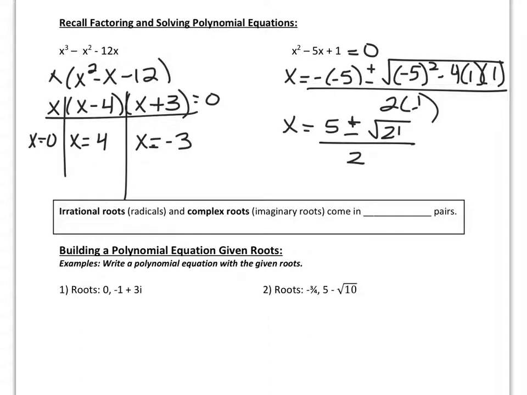So you should be noticing something particularly important here: when you use the quadratic formula, you're either going to get a whole number or a fraction, so something that works nice, or you're going to get this radical, or an i if it's negative. So irrational roots, which are radicals, and complex roots come in what we call conjugate pairs. Meaning this root would be 5 halves plus rad 21 over 2, or 5 halves minus rad 21 over 2. So you can't have one without the other.